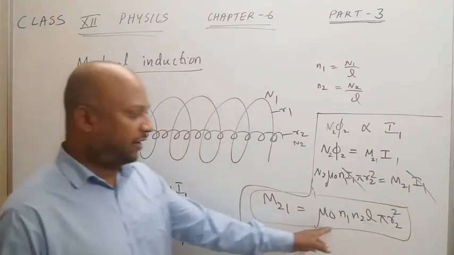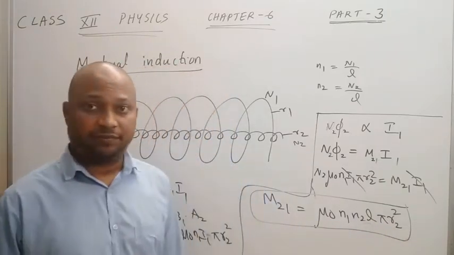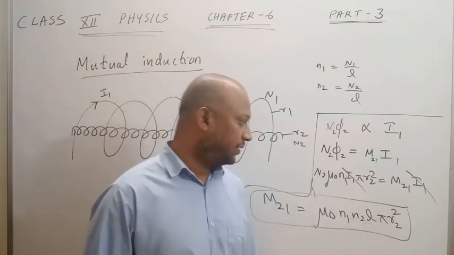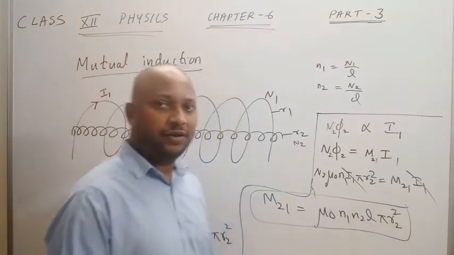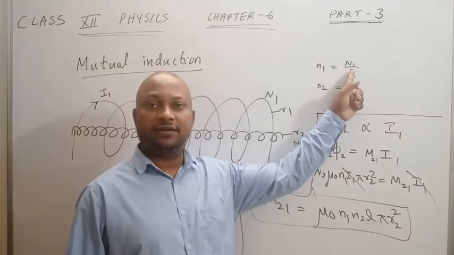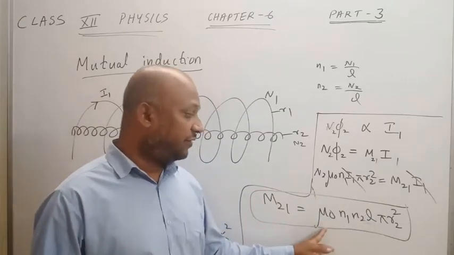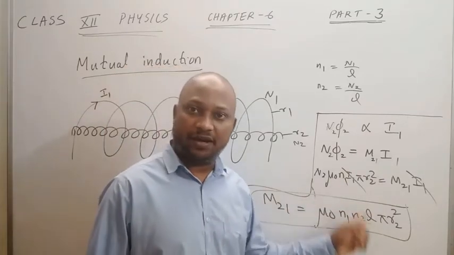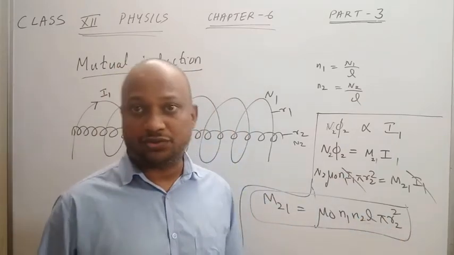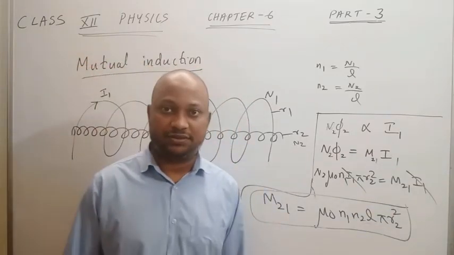So mu naught n1 n2 into volume, actually, pi r square is the area and L is the length, so length into area is a volume. So you can write L into pi r square, or you can convert this formula: n1 is equal to capital N1 upon L, and n2 is equal to capital N2 upon L. So one L and one L cancel. So you can even write it as mu naught capital N1 capital N2 pi r2 square divided by L, because two L's will come in the denominator, so one L will cancel. So divided by L also you can do it.